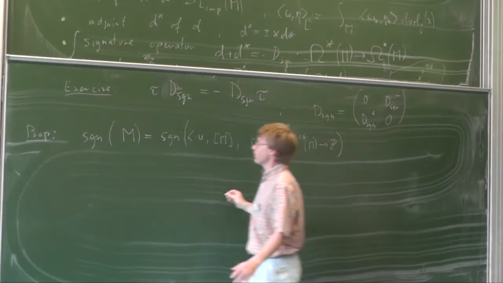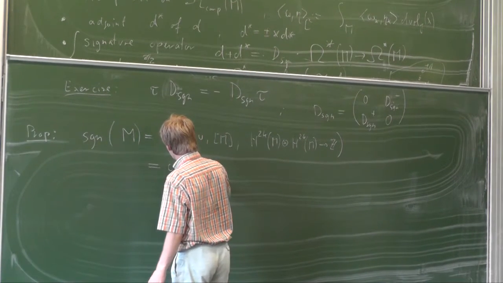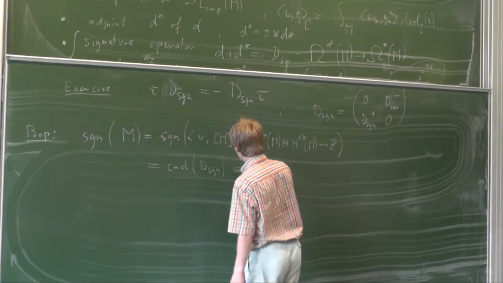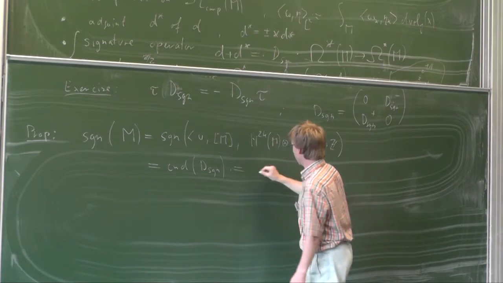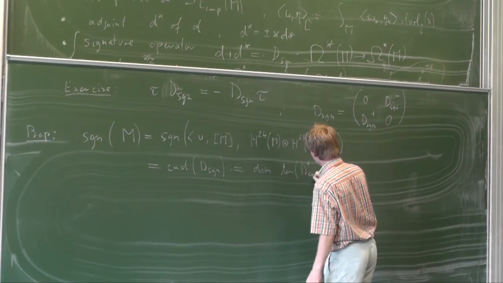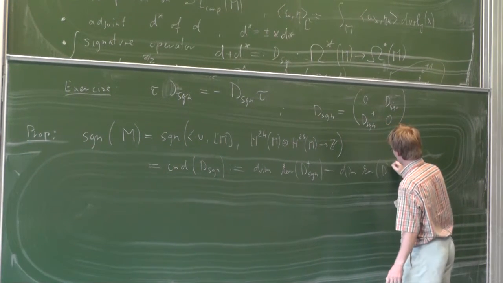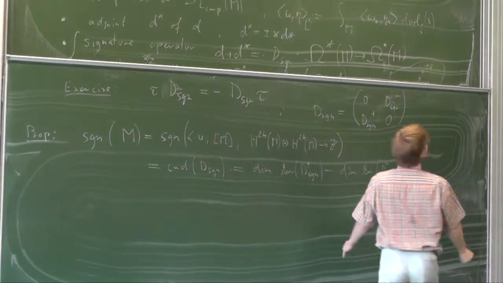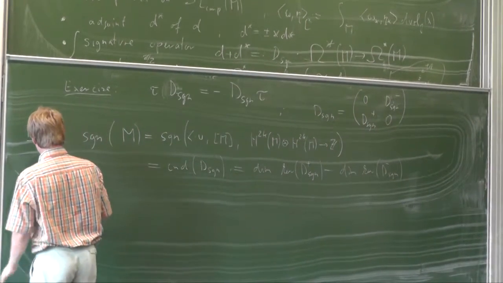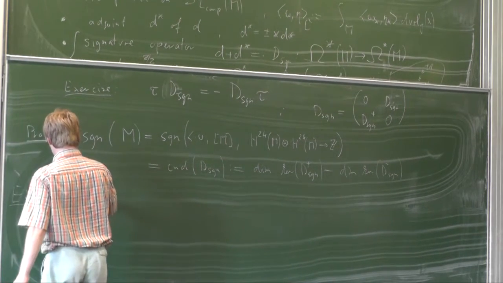And the signature operator is a signature operator because this number is equal to the index of the signature operator, which by definition is nothing but the dimension of the kernel of the plus part minus the dimension of the kernel of the minus part. Okay. And again, maybe that's an exercise to prove this.